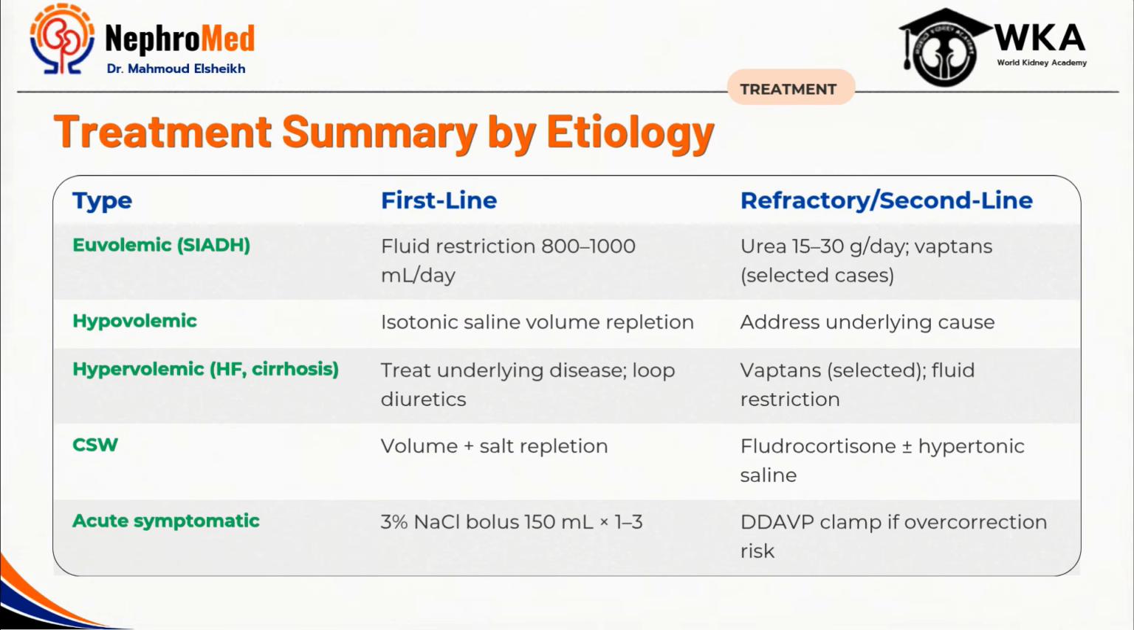And finally, acute symptomatic hyponatremia is always treated as a medical emergency. Here, 3% hypertonic saline boluses, typically 150 mL, repeated 1 to 3 times, are used to rapidly achieve a modest but life-saving rise in serum sodium. At the same time, careful monitoring is essential to avoid overcorrection, and this is where strategies such as the DDAVP clamp may become extremely valuable.